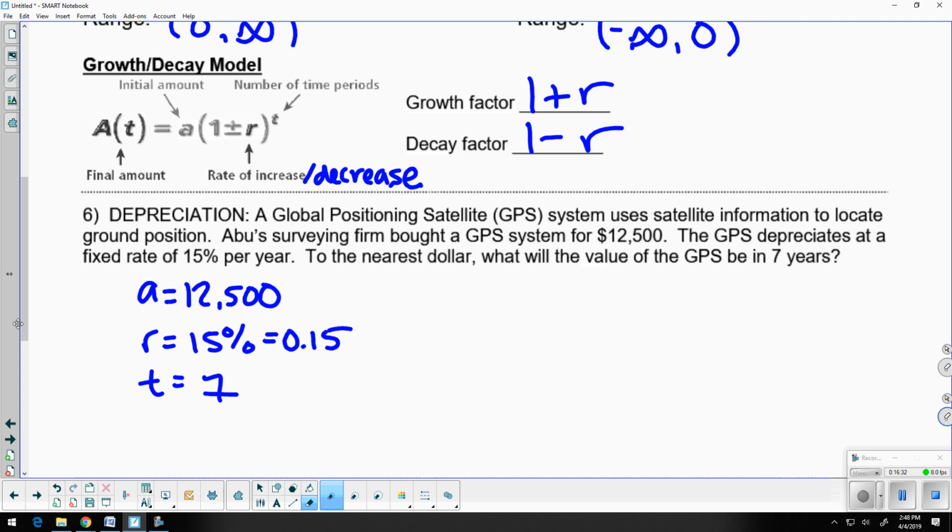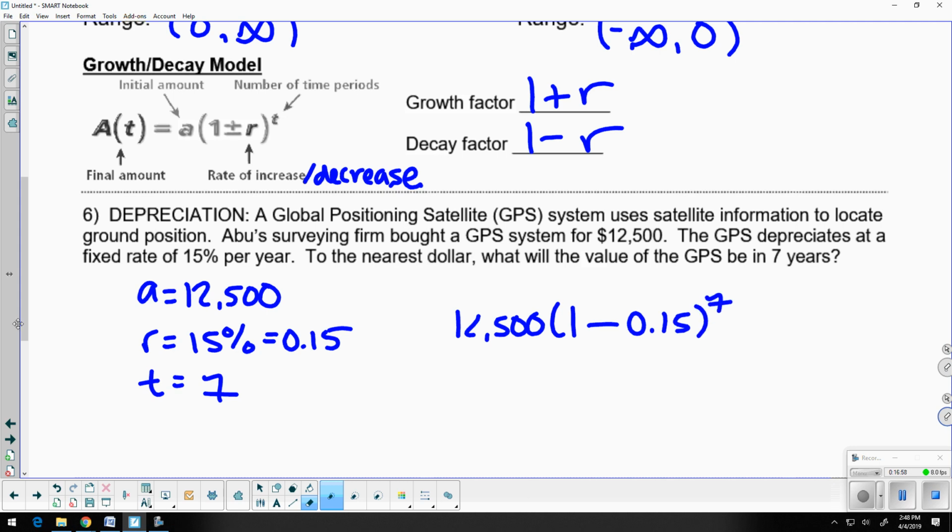Okay? So we have everything we need. We just need to figure out, again, we bought this GPS system. Pretend like you bought this GPS system for $12,500, and it's going down in value every year by 15%. So what's it going to be worth now in 7 years? So when you plug this all in, you're doing 12,500, and then it's going to be 1 minus, because it's going down 15%, and then raise the 7th power.